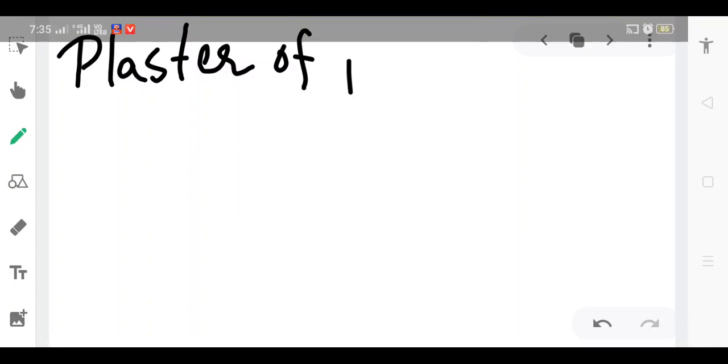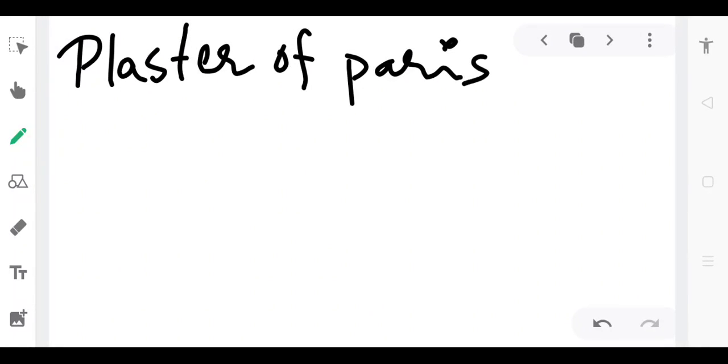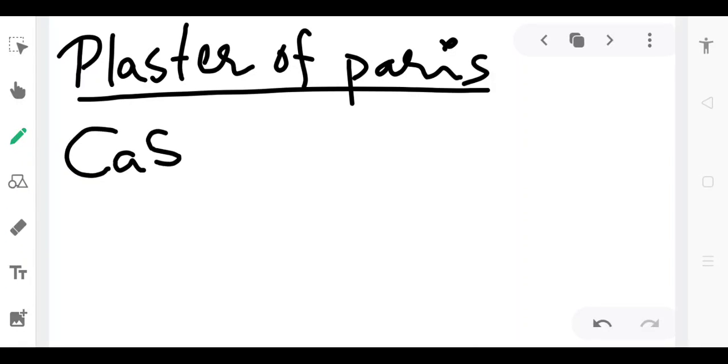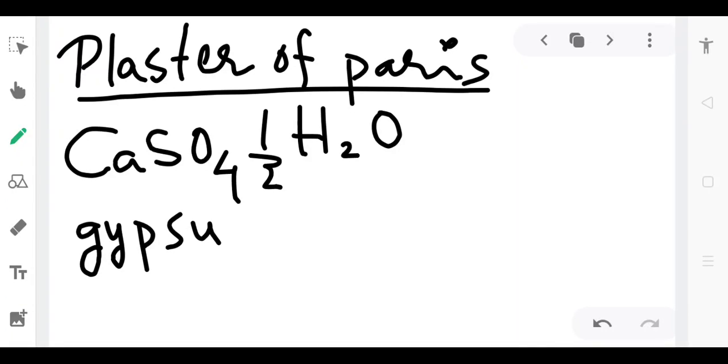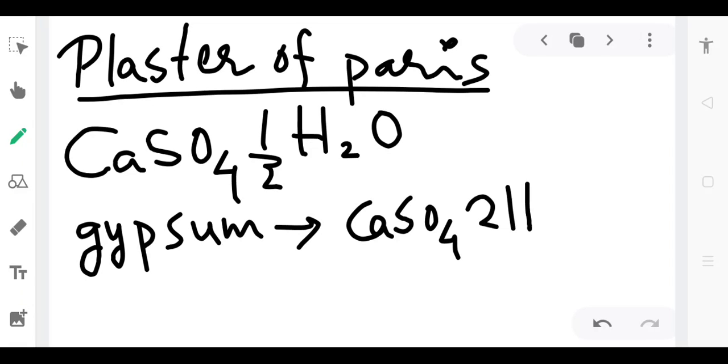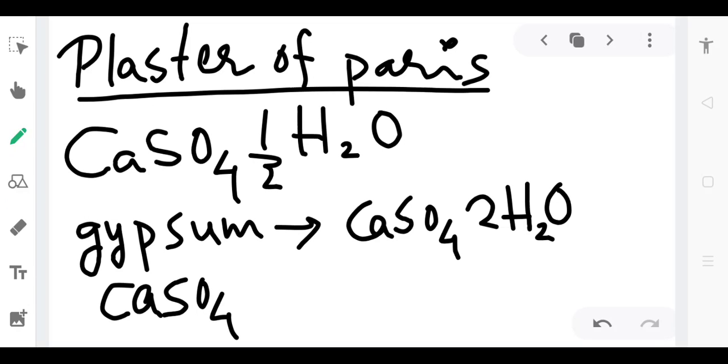Plaster of Paris. The formula for plaster of Paris is calcium sulfate, CaSO4 half H2O. So how to prepare this? Generally, the formula of gypsum is CaSO4 2H2O. So this is the formula of gypsum. So when gypsum, that is CaSO4 2H2O, is heated, right?